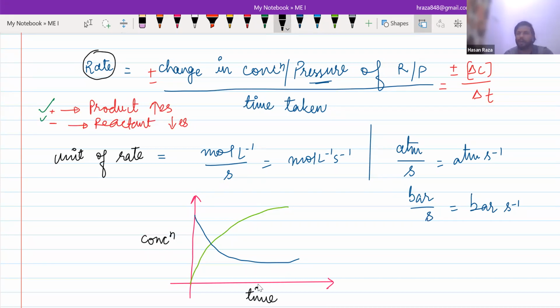Which one is for reactant and which one is for product? The green one is for reactant or product, or the blue one? Sakina, can you tell me? So green is the product. Very good. This is basically for product because it started from 0, and this is for reactant because it started from some value. Initially the reactant has some value, but the product is 0.